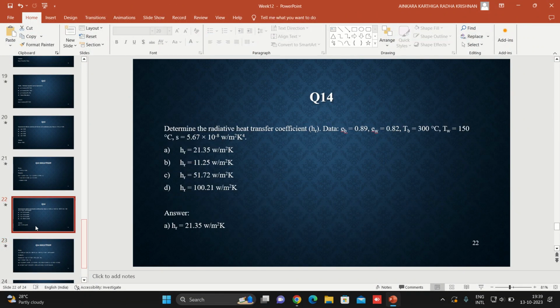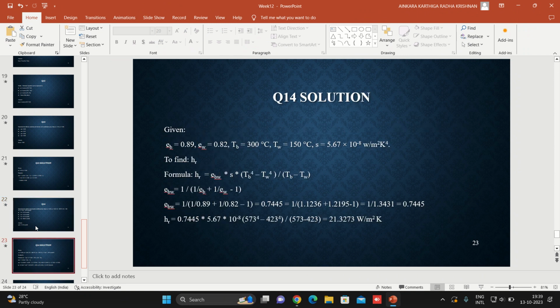So for that, how did we go about it? The radiative heat transfer coefficient HR is calculated using this formula: HR is equal to EBW into S into TB power 4 minus TW power 4, divided by TB minus TW. EBW we calculate using the individual emissivities: 1 by EB minus 1 plus 1 by EW. Taking the reciprocal of this gives the effective emissivity of the bed and the wall. We substitute it back in the HR equation and get the value. So that's how this problem is done.